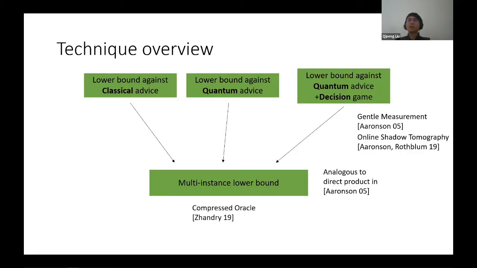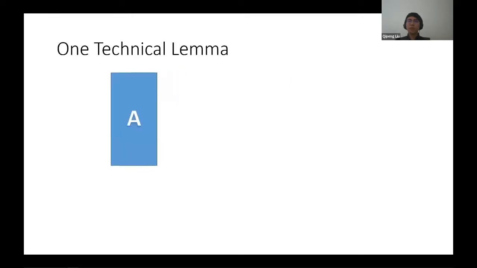And second, we give lower bounds for multi-instance games where we build and use a technique from Zhandry's compressed oracle. And based on the compressed oracle technique, we prove the following lemma, which we believe will be of independent interest.